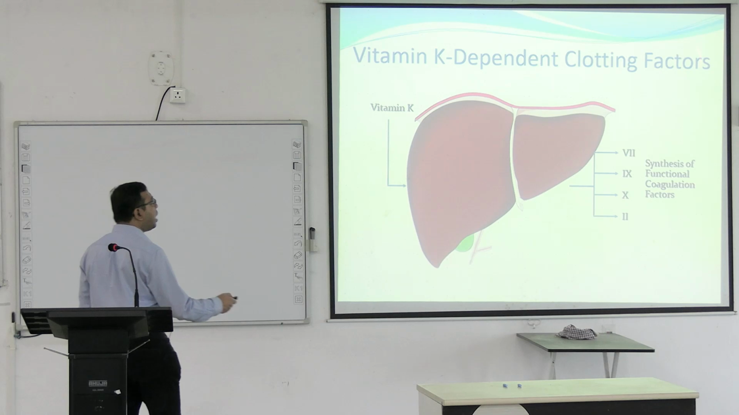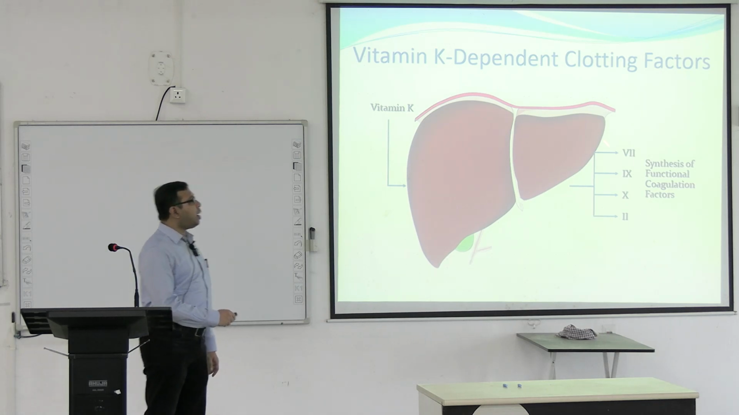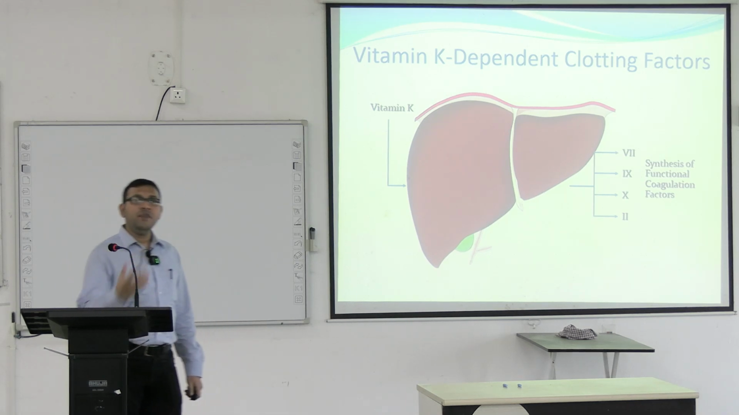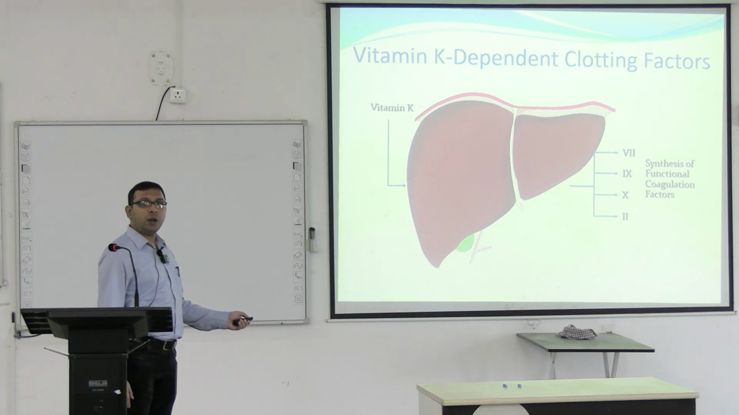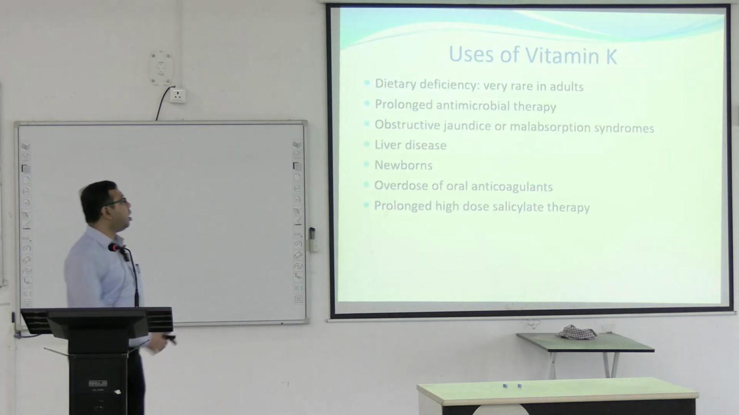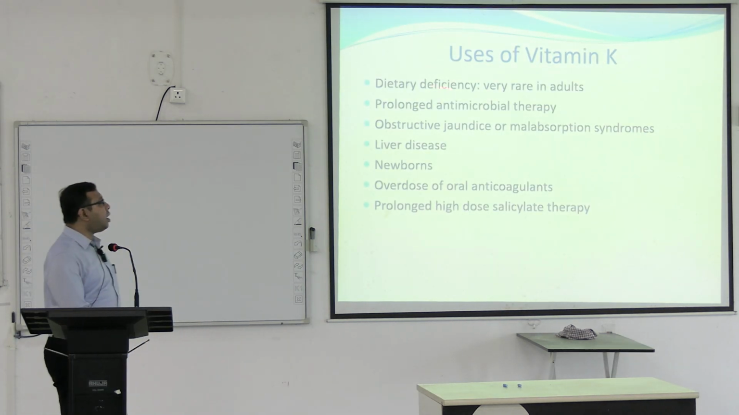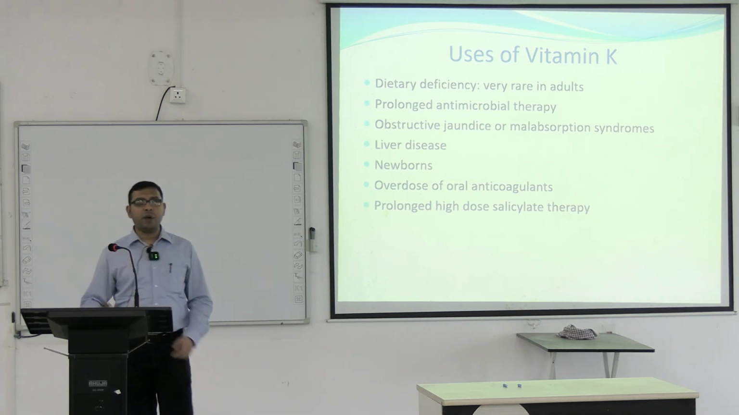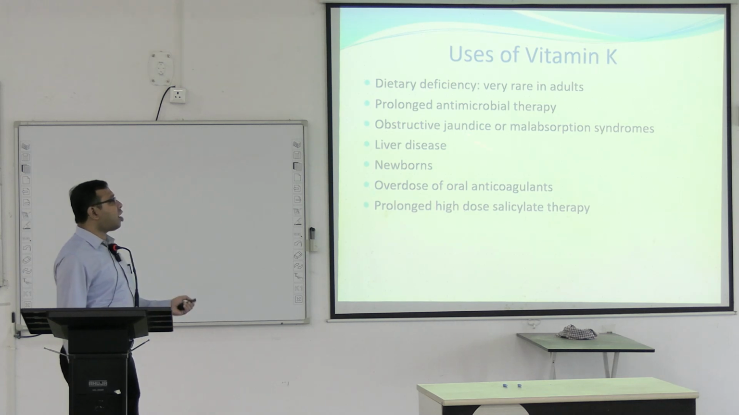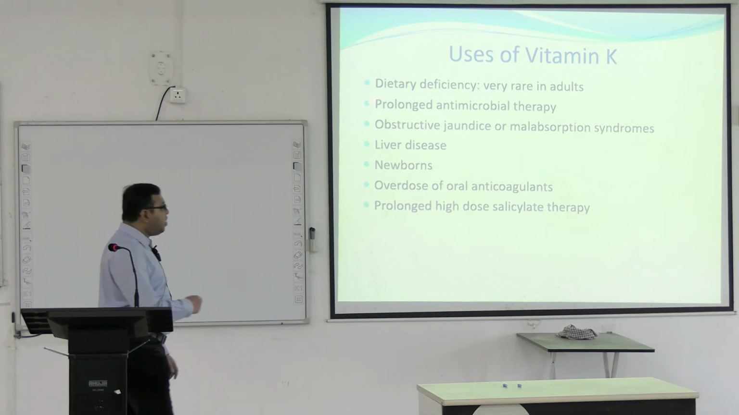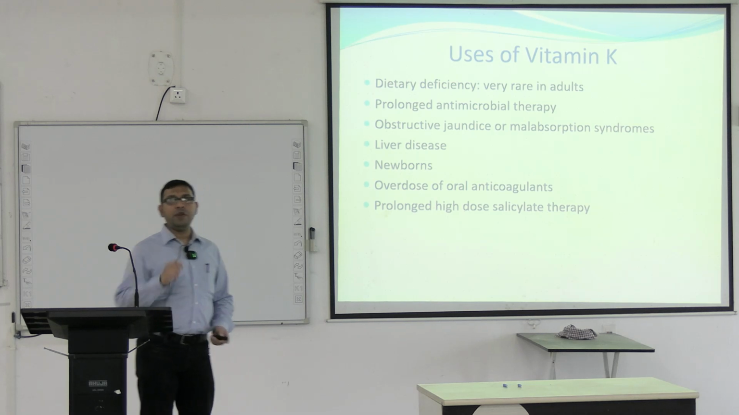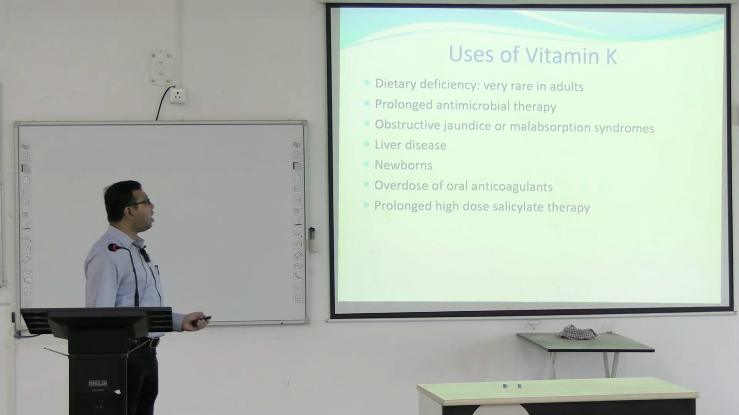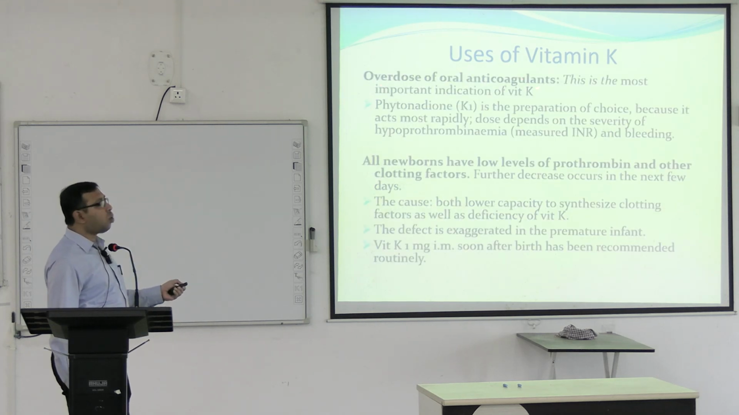So you can see vitamin K dependent clotting factors are very important: 2, 7, 9, 10. 2 means prothrombin. When there is liver disease, there will be less synthesis of these clotting factors. So what is vitamin K used for? Dietary deficiency, very rare in adults. Prolonged antimicrobial therapy, as we have already seen, causes vitamin K deficiency. Obstructive jaundice or malabsorption syndrome, liver disease, newborns. In newborns usually a vitamin K injection is given. Overdose of the oral anticoagulants and prolonged high dose salicylate therapy.